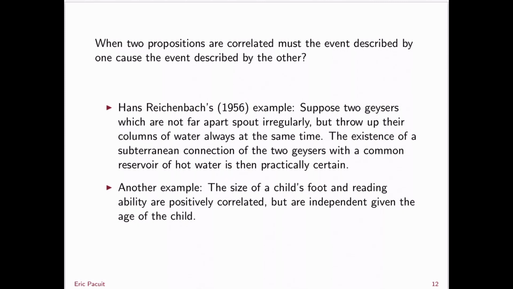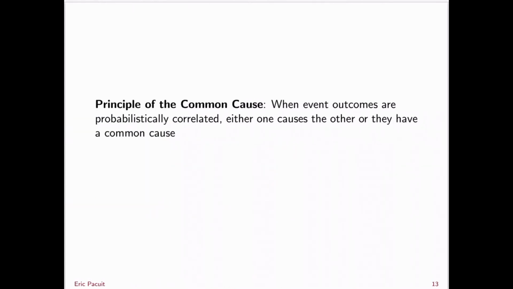So even though the child's foot size and the reading ability are probabilistically correlated, we don't think that that implies that there's necessarily some causal relationship between the two. Rather, we think there must be some common cause. And in this case, it's easy. It's just the age of the child causes both the foot size and the reading ability. So we can think of this as a principle of common cause. When events or outcomes are probabilistically correlated, then either one causes the other, or they must have a common cause.